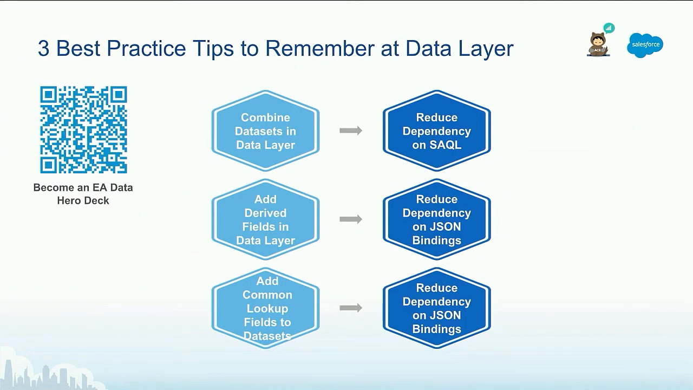Three best practice tips to remember always. So always combine data sets in the data layer. It reduces the dependency on recipes. We will later see in the recipe chapter why that's important. So again, try to combine data sets. It is still okay to have multiple data sets in the dashboard, but again, it's also good to spend some time on combining them if we can.